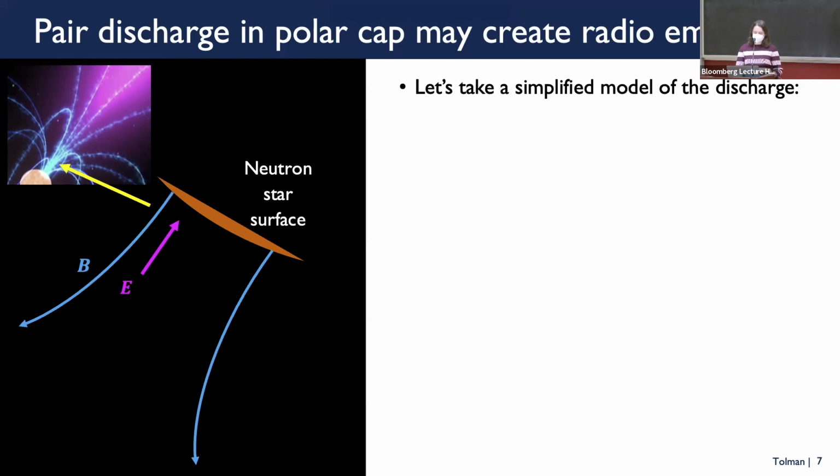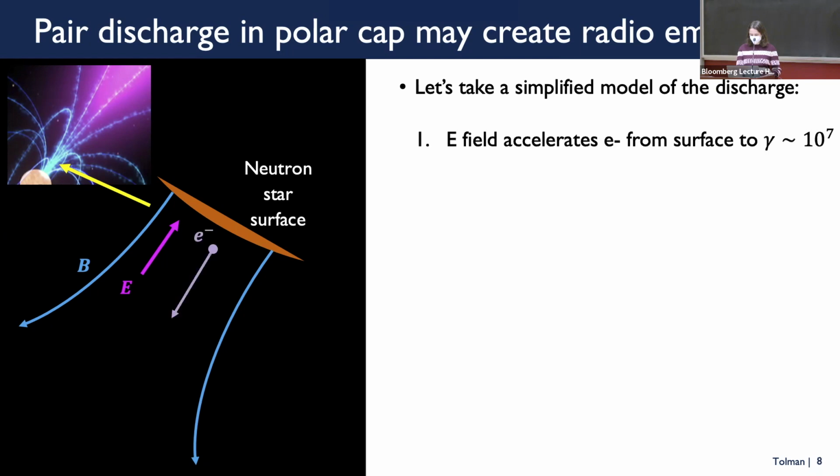So if we zoom in on the polar cap region, where here this orange is again the neutron star surface, you see the blue lines of the magnetic field of the pulsar magnetosphere, and you've got the strong electric field pointing in towards the surface of the neutron star. So this strong electric field will basically extract electrons from the surface of the neutron star, and it'll accelerate them to a very high Lorentz factor, roughly 10^7.